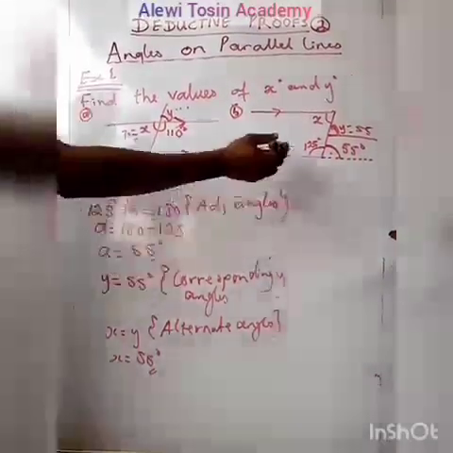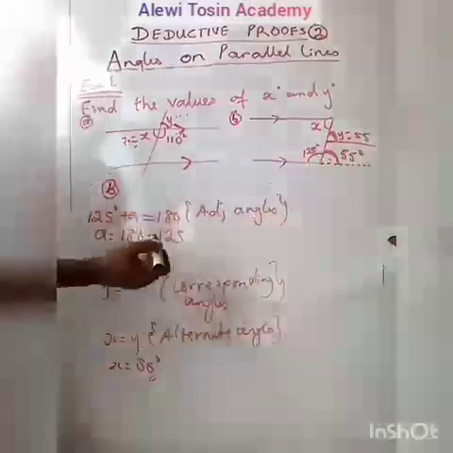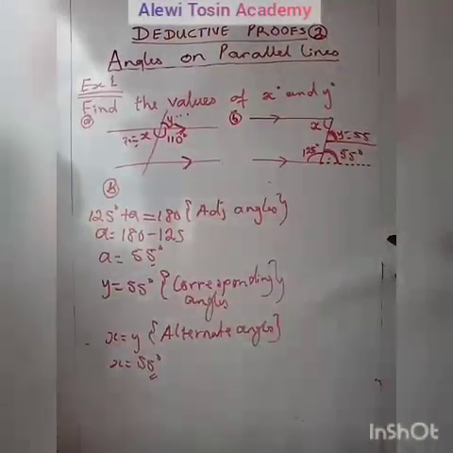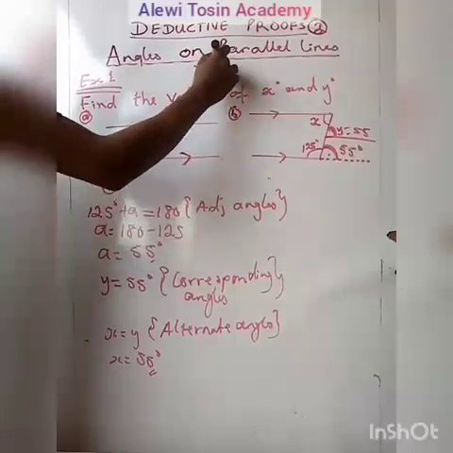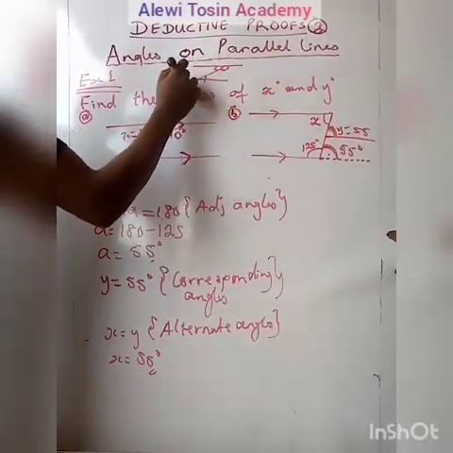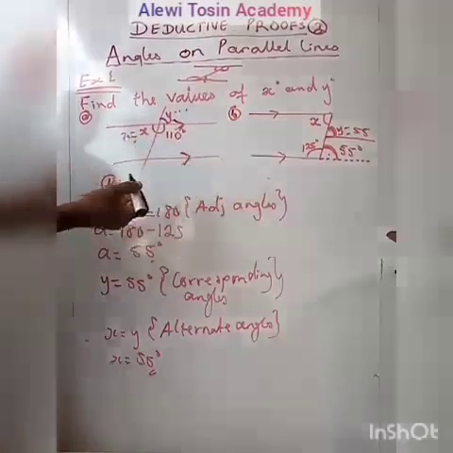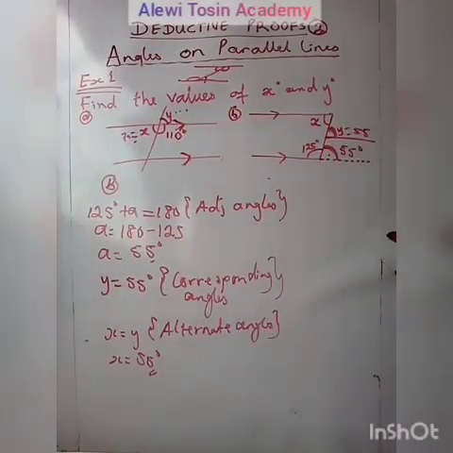We can also go straight by just saying this x also alternates this 55. For us to understand more about alternate angles, they always form something like a Z. This angle equals this. If you extend, this equals this. That's alternate angles. So I think those two questions have been solved.